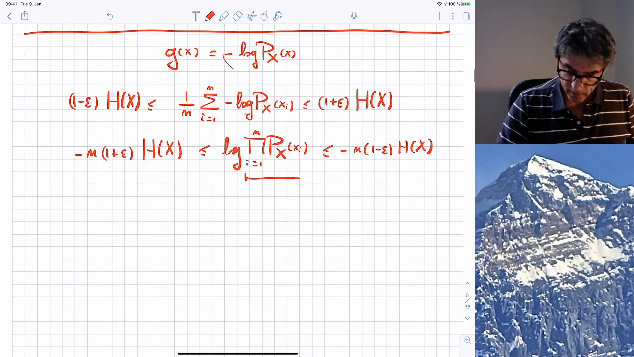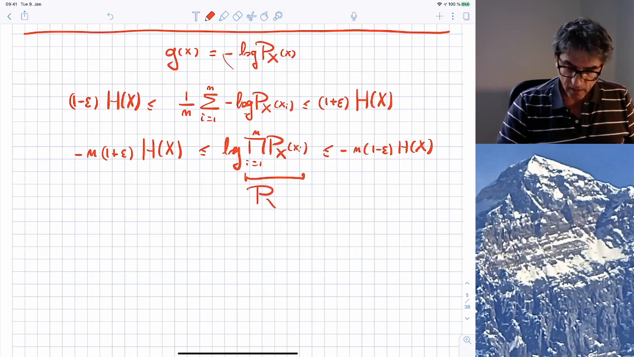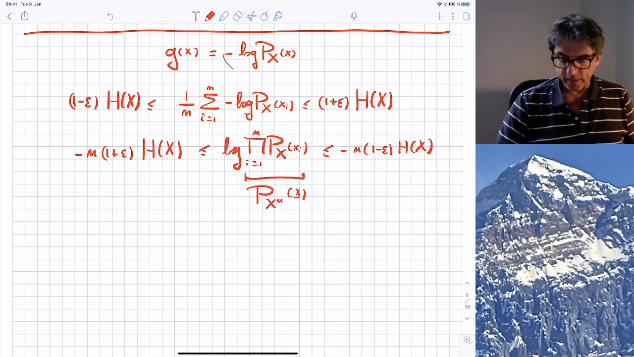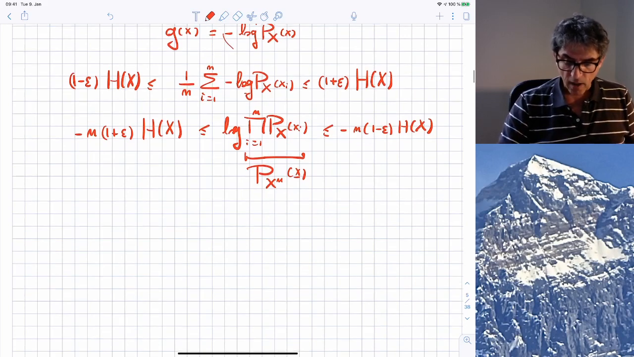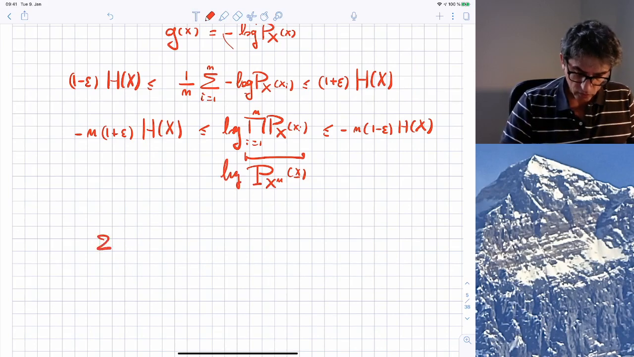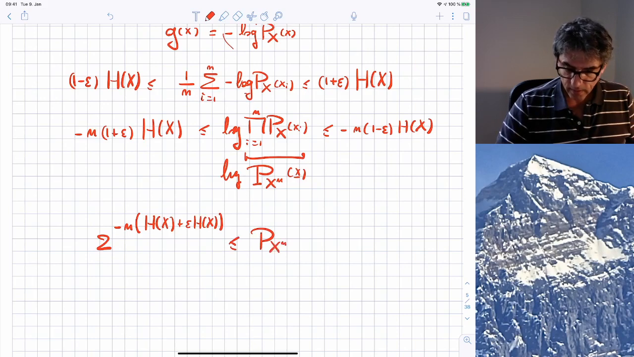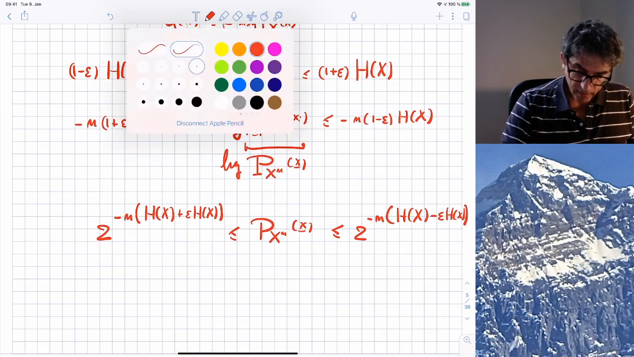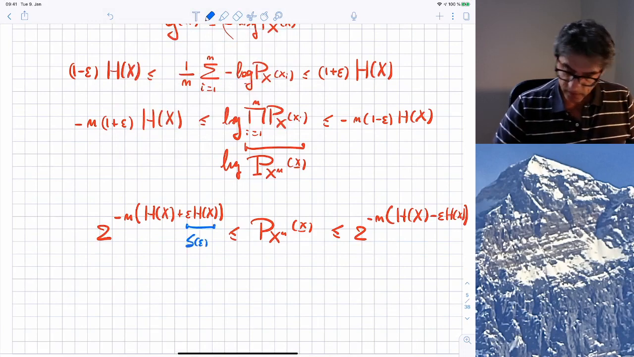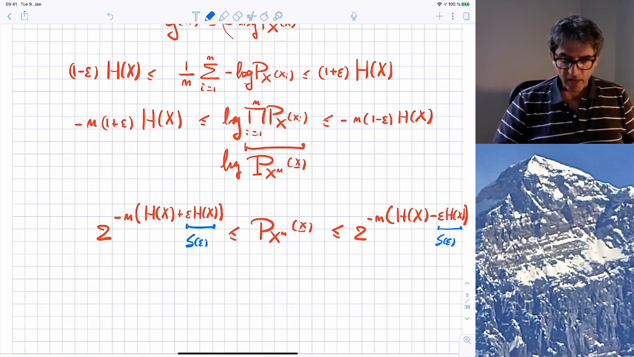And now, what is this? Well, because the sequences are IID, this is simply p Xn of x. So the product of the marginals in this case, because the sequences are IID, is the joint probability of the sequence x. Then I take the logarithm, of course, and then I take the exponential on all the sides. So what I have is that the lower bound here is 2 to the minus n, I write this as follows: H plus epsilon H, less or equal than p n x, less or equal than 2 to the minus n H minus epsilon H. Now all I have to do is simply call this delta epsilon and this delta epsilon. Of course, this goes to 0 when epsilon goes to 0, and then I'm done.